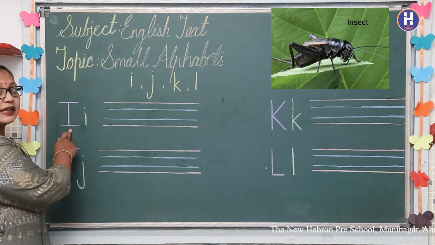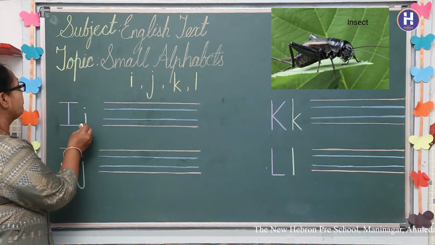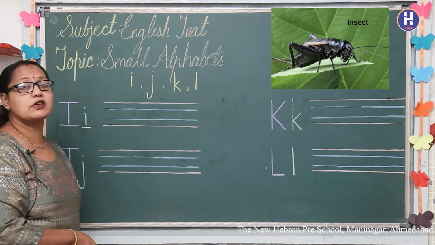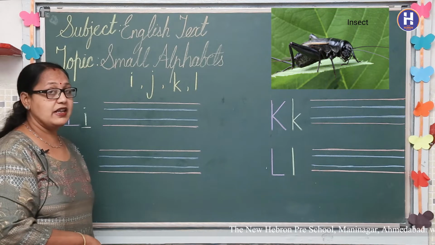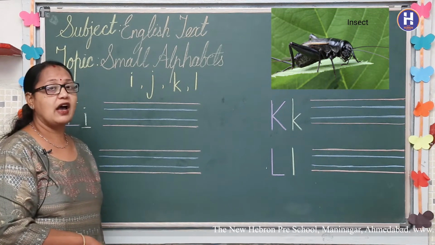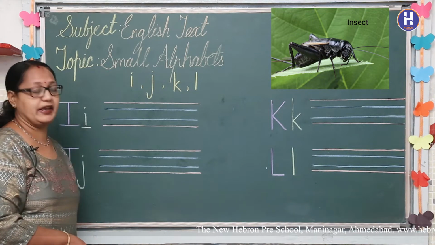This is capital I and this is small I. Do you remember what is the sound of this I? I sounds I, E. I sounds I, E. Now I will teach you how to write small I.